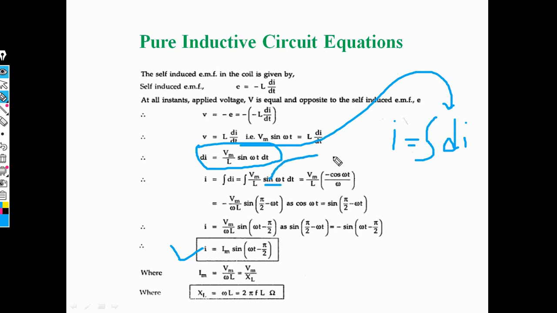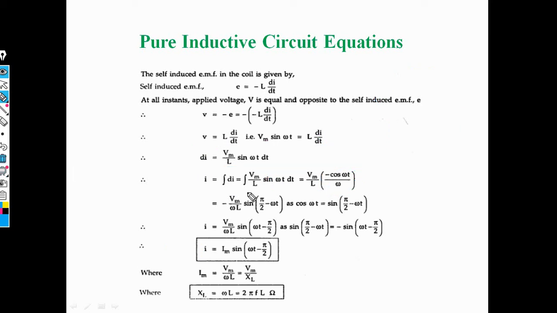That means the integration of sin omega t is minus cos omega t, but omega t is present, so we take a separate integration, that is 1 upon omega, since the integration of t is 1. The obtained equation is I = (Vm/L)(−cos omega t/omega). Now omega is taken as common, that is I = −Vm/(omega L) cos omega t, and the formula for cos omega t is put here.